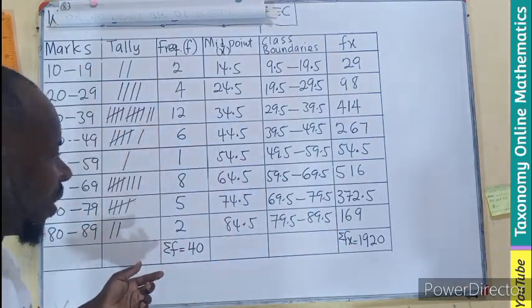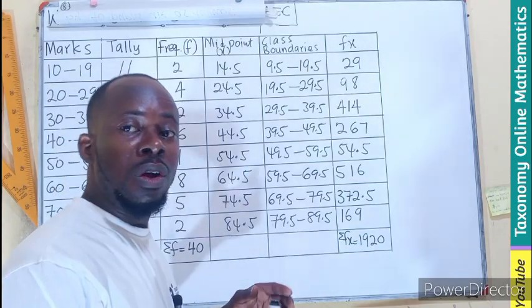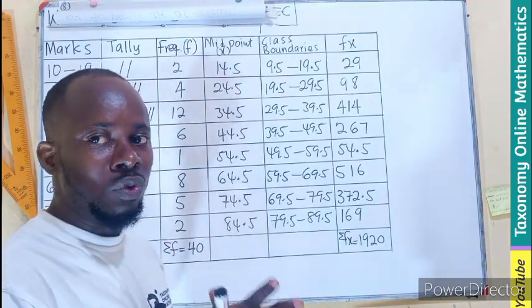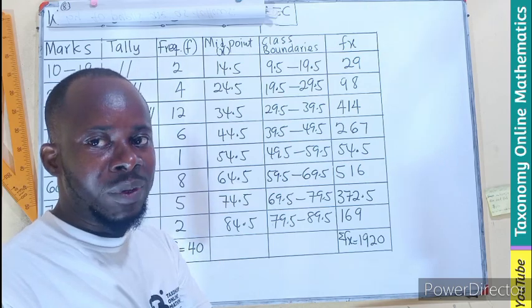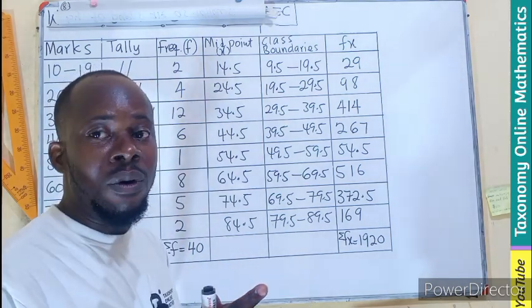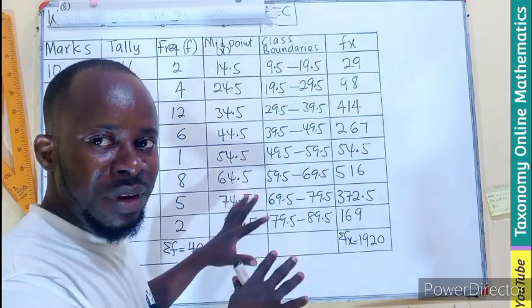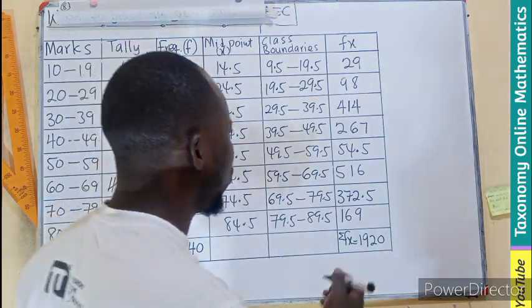Now remember, the first part of the question is to draw the table or to construct the table. The second part is to draw a histogram. The third part is asking for finding the mean. So let's find the mean with this before we move on to that.